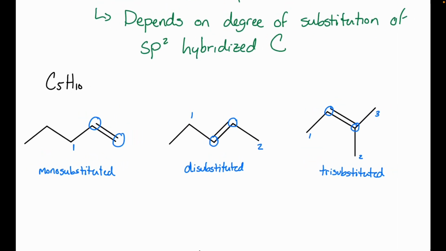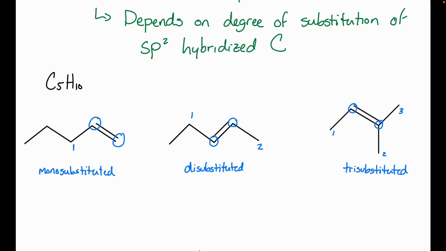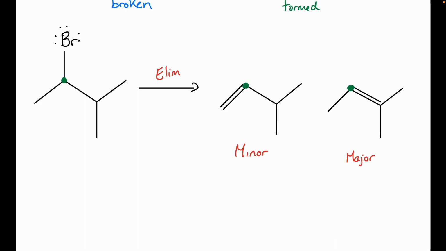All right, so if we compare these constitutional isomers with that same formula here, it turns out that alkene stability depends on the degree of substitution. A tri-substituted alkene, the more highly substituted, the better. So this is the most stable alkene, and this is the least stable alkene, my mono-substituted. Okay, right, so then why did we say that in the reaction that we looked at, one product was the major product, one product was the minor product? Well, my major product is a tri-substituted alkene, and my minor product is just a mono-substituted alkene, right? So the more stable alkene will be your major product.